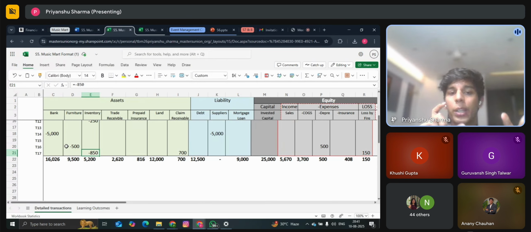They're going to give you specific transactions. Let's say you lost 850 worth of inventory, and then you're going to get claims from an insurance provider. So where do you think the money is going to be split into, under which accounts?